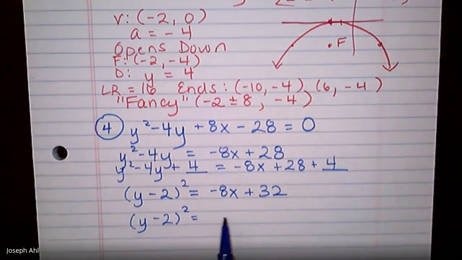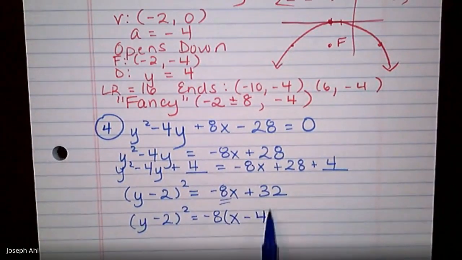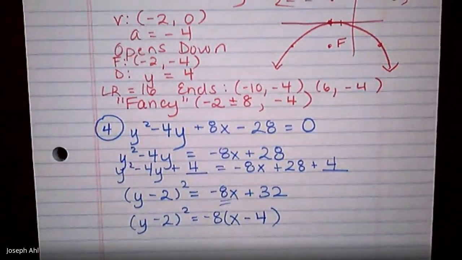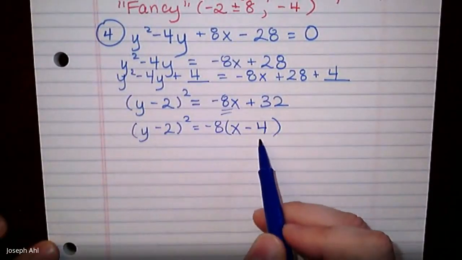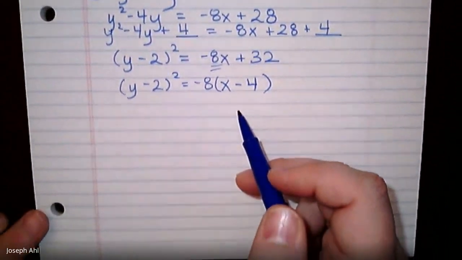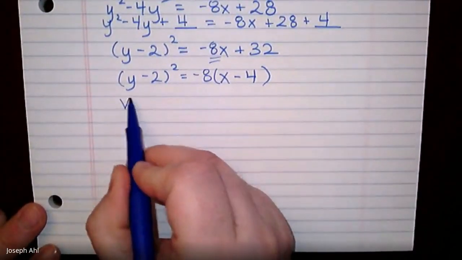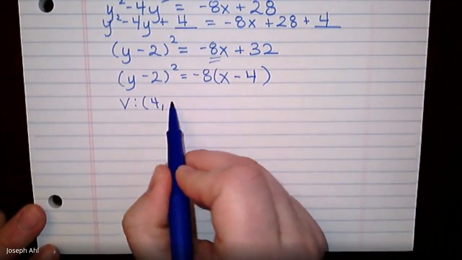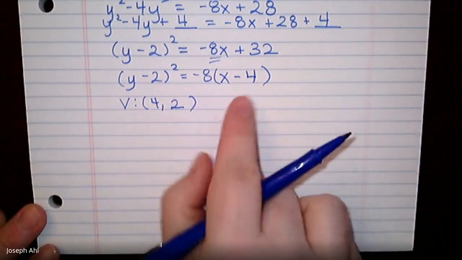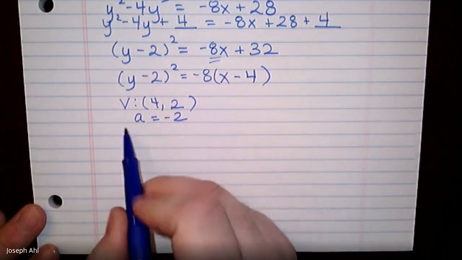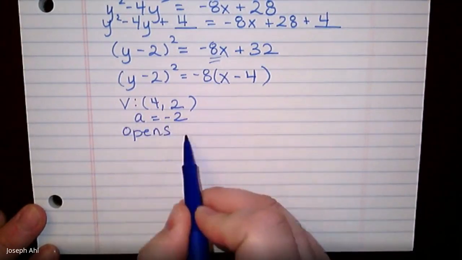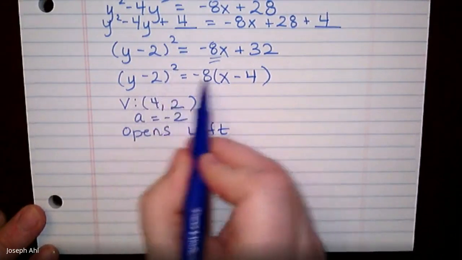All right, last step is take out that negative 8. When you take out a negative 8 as a GCF in this case, guys, you have to be cautious that taking negative 8 from 32 makes that a minus 4. So just make sure you're paying attention to that. So the vertex in this one becomes the point 4, 2. Make sure you get the x value from the x's, y value from the y's. The value of a is negative 2. It's going to open left because y is squared and a is negative.